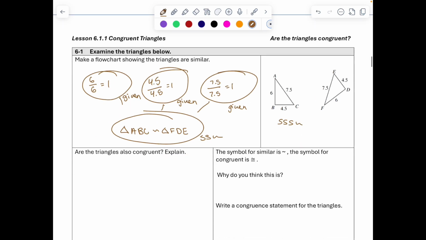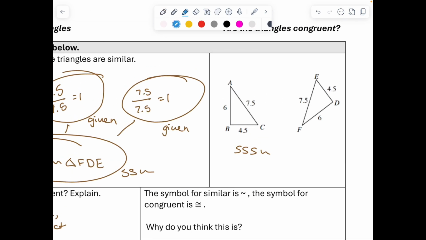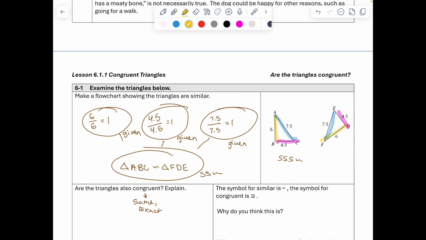Now, are the triangles also congruent? Let's talk about what congruent means. Congruent means the same or exact, right? So that's a step ahead of similar. And yes, they're also the same, because notice all the sides are the same. They're not just proportional. They are the same. They are congruent.